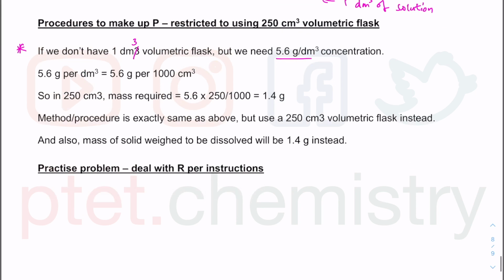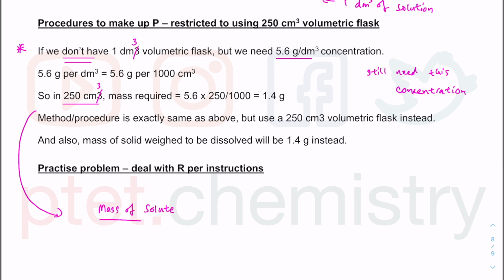Just now we said we have 5.6 gram per dm cube, but if you don't have the flask, you still need this concentration. What can you do if you have a 500 cm cube volumetric flask, or in this case a 250 cm cube volumetric flask? Well, you want the mass of solute, but we only have 250 cm cube. We know that 1000 cm cube is equal to 1 dm cube. So how do you get cm cube to dm cube?